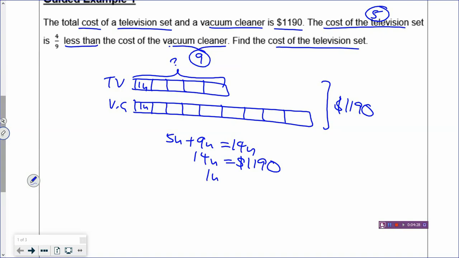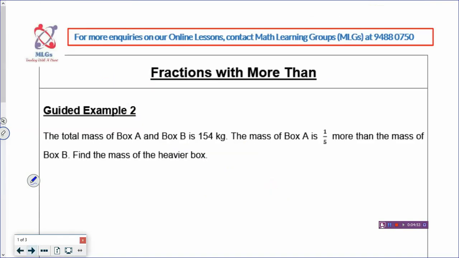And then your 1 unit will be 1190 divided by 14, and you will get $85. So your 1 unit is 85. So how much is the TV? The TV costs 5 units. So 5 units will be 85 times 4, and you get $340. Okay, so very simple, right? Not quite hard. Alright, so let's go on to the other example.